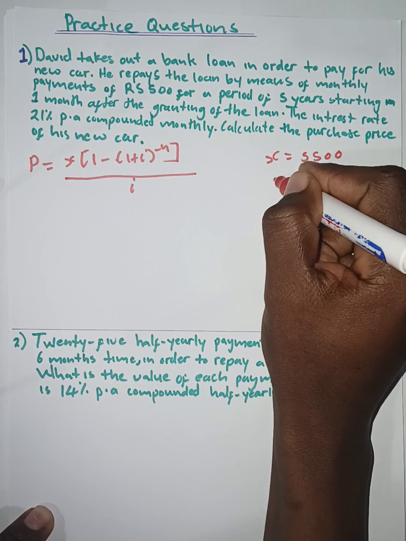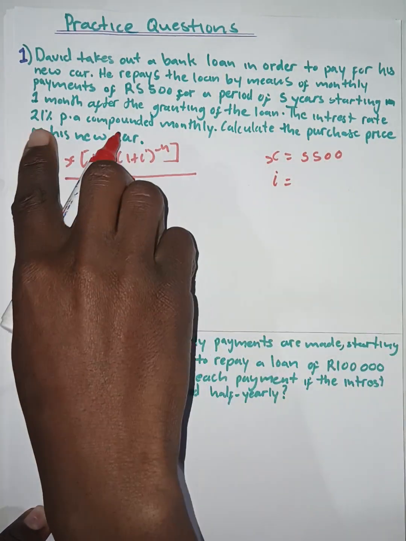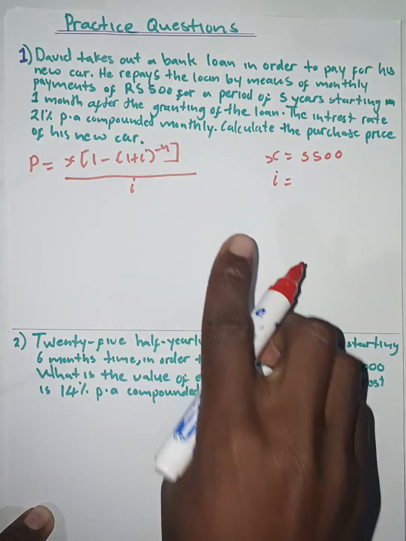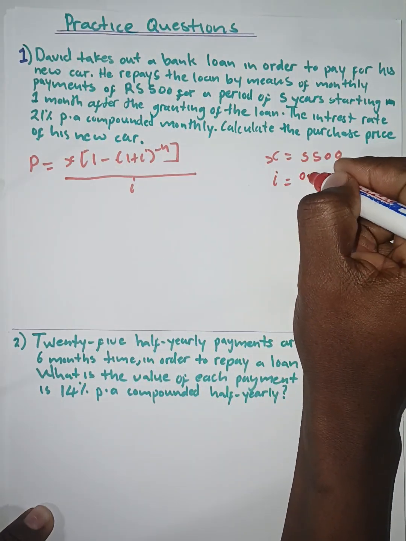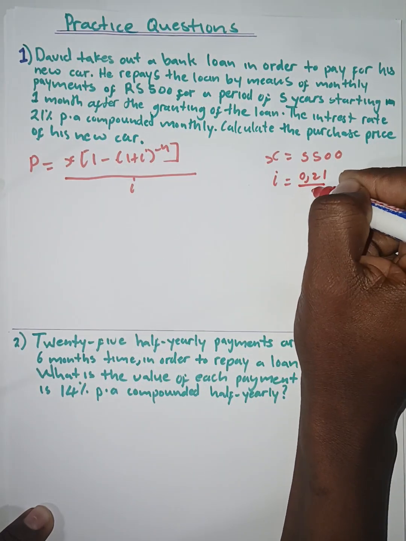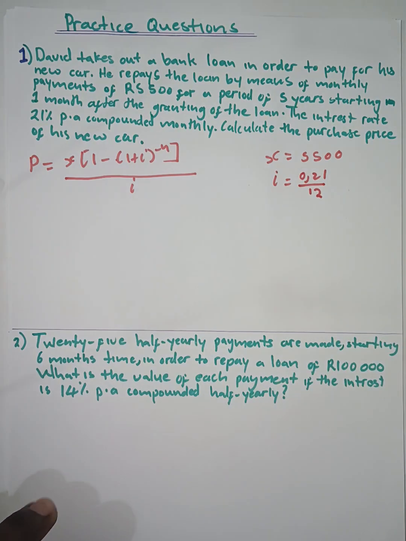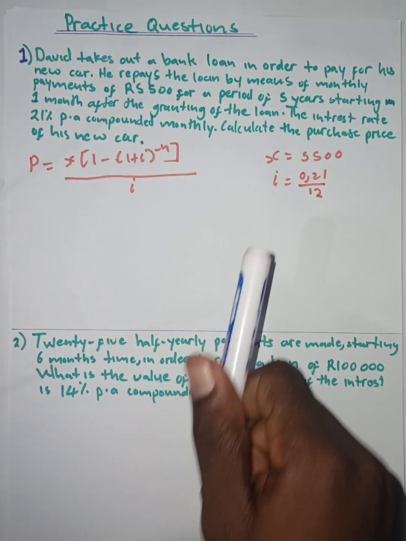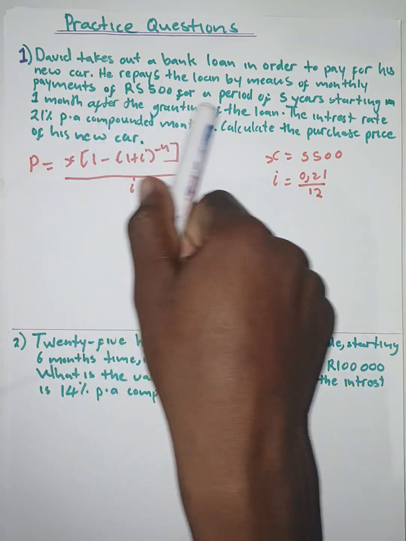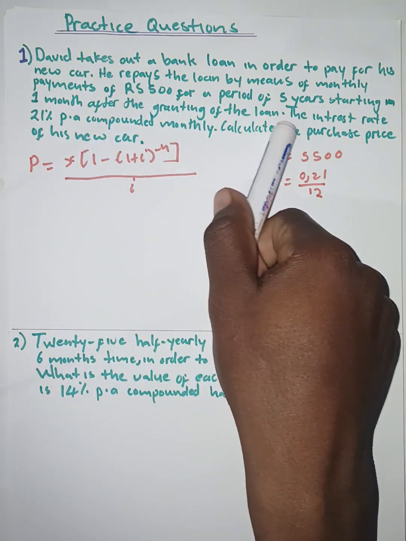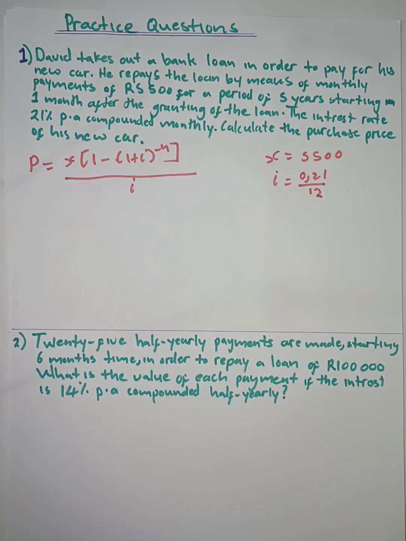5,500. So of course, since it's 21% per annum compounded monthly, the interest would actually be 0.21 divided by 12, because it is actually compounded monthly, right? So in this case, what we'll do to that 21% is divide it into 12 chunks, in a sense. They say that this loan is paid over a 5-year period starting in 1 month.